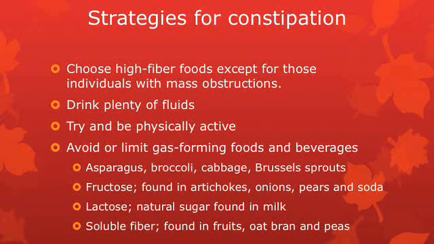Gassy vegetables like broccoli, cabbage, Brussels sprouts, asparagus. Fructose, which is found in artichokes, onions, pears, and soda. Lactose, which is the natural sugar found in milk, and then soluble fiber found in fruits, oat bran, and peas.